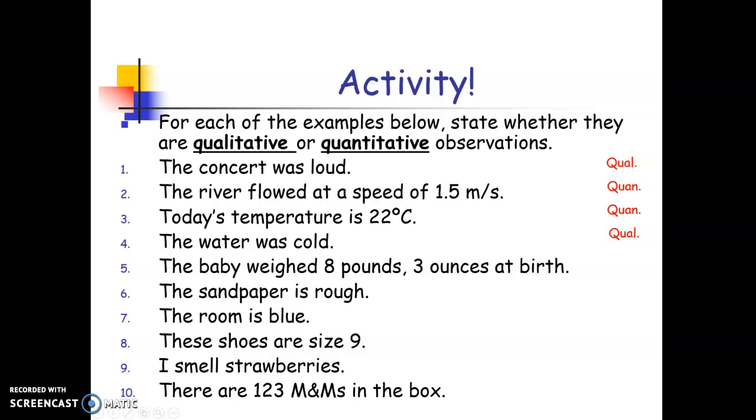Sense of touch. "The baby weighed 8 pounds and 3 ounces at birth" is quantitative. "The sandpaper is rough" is describing the texture, so that is qualitative. "The room is blue": color is qualitative. "The shoes are a size 9": you're describing the size using a number, so it's quantitative. "I smell strawberries" is qualitative. And "there are 123 M&Ms in the box" is quantitative. So hopefully this short little activity helps you understand the two different types of observations that can be made.